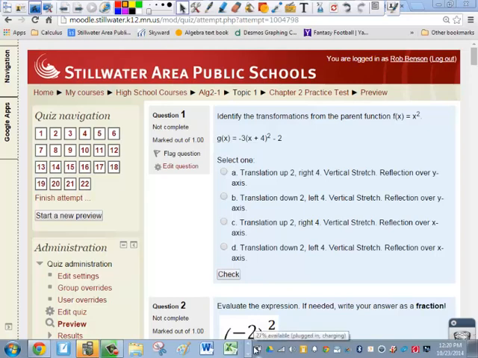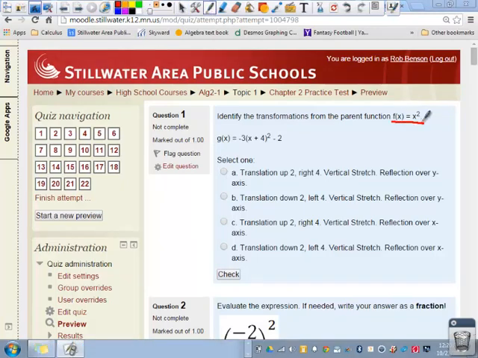Okay, so here it says identify the transformation from the parent function f of x equals x squared to this crazy looking function right there. We got to identify the transformation. Well, this function right here is a parabola, so if you were to graph this function, it would look something like this. And so we're just going to try to figure out what happened to go from here to here.